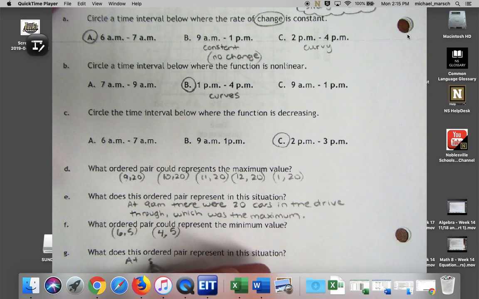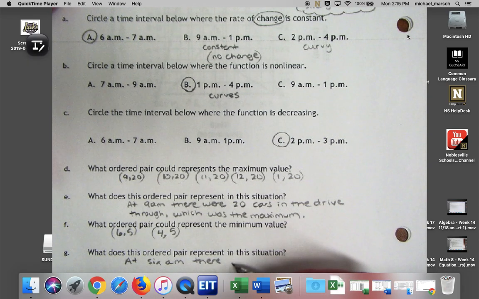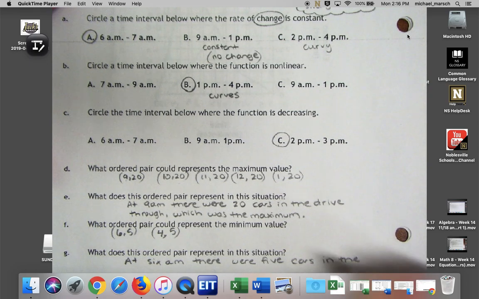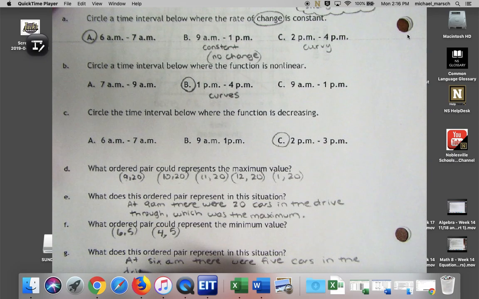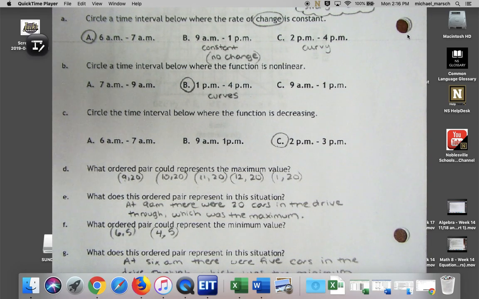No, 4 p.m. is lower than the 5. At 6 a.m., there were 5 cars in the drive-thru, and at 4 p.m. there was 5, which was the minimum. Or you could say at 4 p.m. there were 5 cars in the drive-thru, which was the minimum.